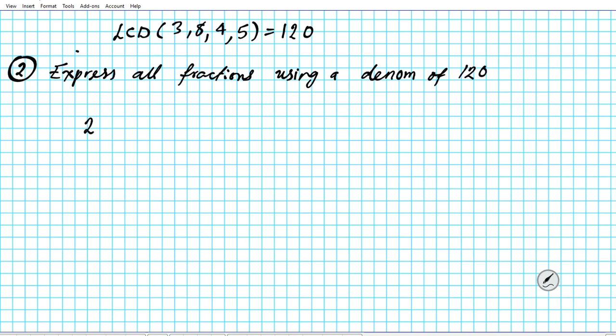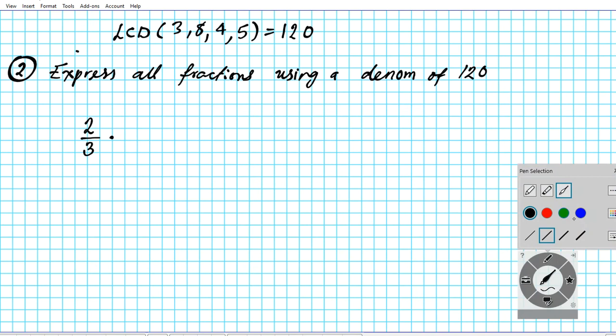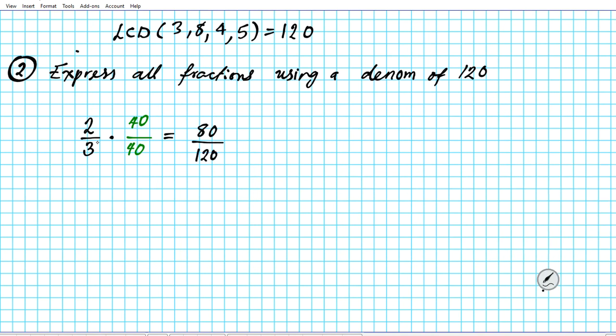The first one is 2 over 3. Now, how do I make this an equivalent fraction with a denominator of 120? I'll ask myself, what do I multiply by 3 to get 120? Or you just divide 120 by 3. 120 divided by 3 is 40, so multiply the denominator and the numerator by that numerical value. Okay, so the answer here is going to be 80 over 120. Okay, 80 over 120 is equal to 2/3.